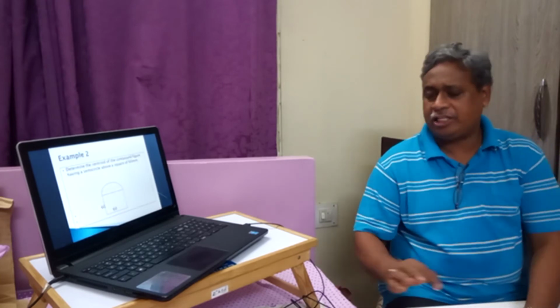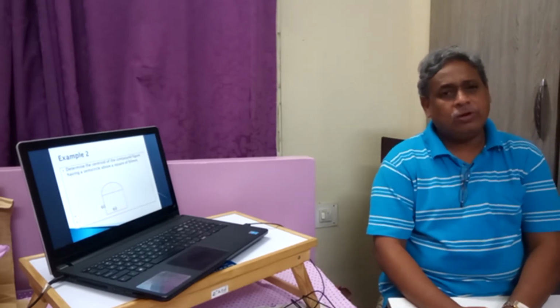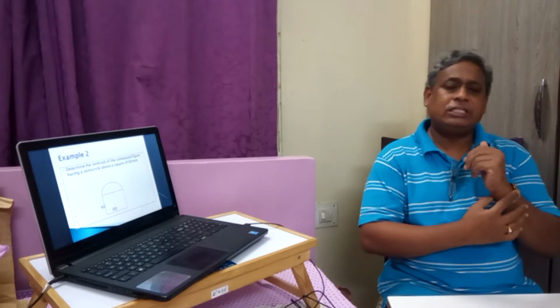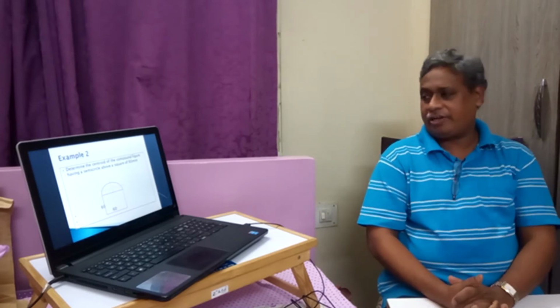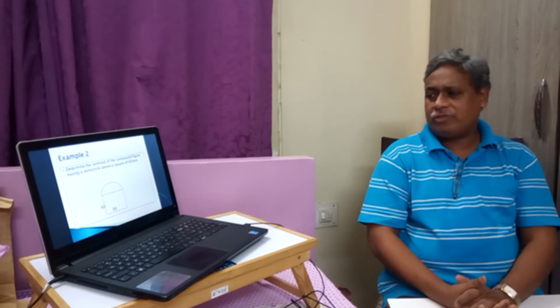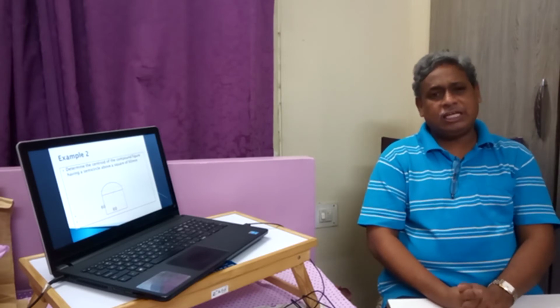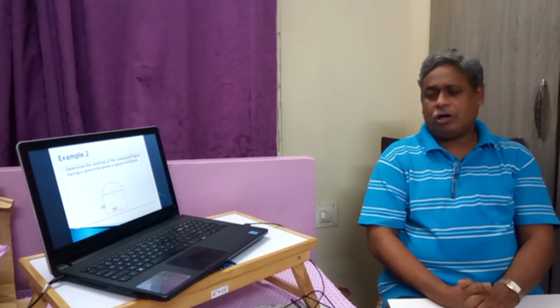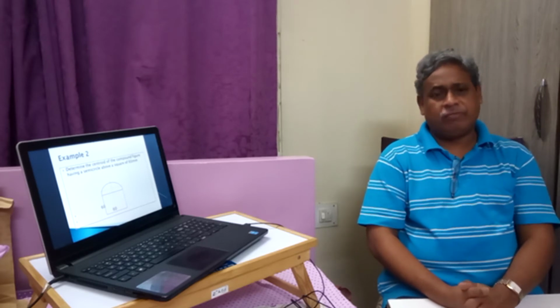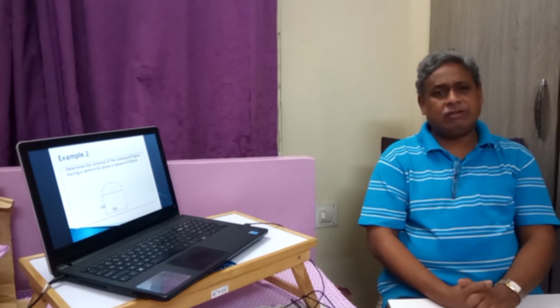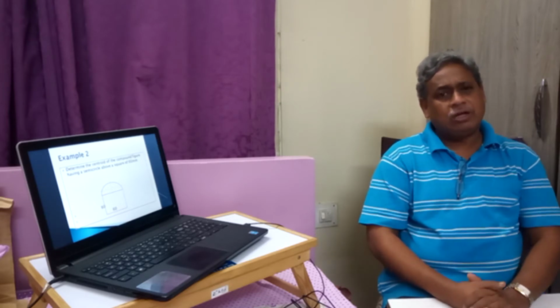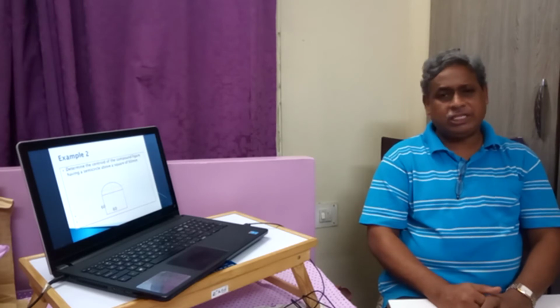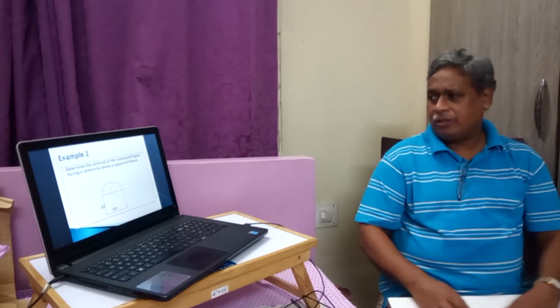Let me take another example in which we have a combination of a semicircle and a square. There is a square of 60 by 60, and on it there is a semicircle. That means the diameter of the semicircle is 60, or radius is 30. We have a semicircle with radius 30, which is on the top of a square of 60 into 60 mm.